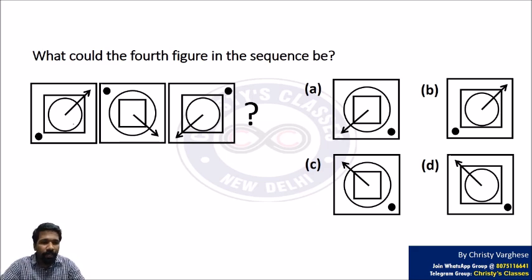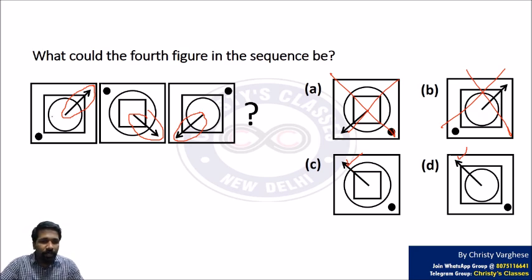Very simple question again. Think only about the changing properties. Arrow facing this direction, then facing this direction, then facing this direction. So in the missing picture, it should be like this. This is also okay. These two options are wrong because their position of arrow is wrong. Now, what else is there?